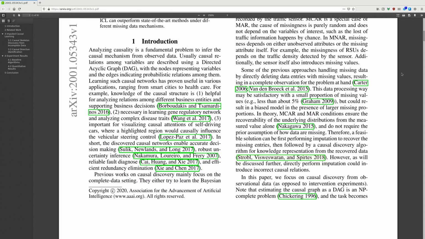Some previous approaches handle missing data by directly deleting data entries with missing values, resulting in incomplete observation for the problem at hand. This data processing way may be satisfactory for a small portion of missing values, for example 5%, but could result in a biased model in the presence of larger missing proportions. In theory, MCAR and MAR conditions ensure the recoverability of underlying distributions from measured values alone, and do not require the prior assumption of how the data are missing. Therefore, a feasible solution can be first performing imputation to recover missing entries, and then followed by causal discovery algorithms for knowledge representations from the recovered data. However, as will be discussed further, directly performed imputation could introduce incorrect causal relations.